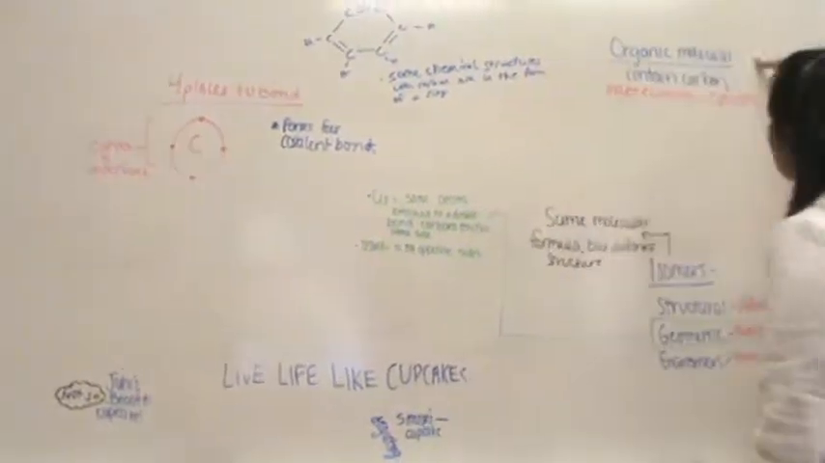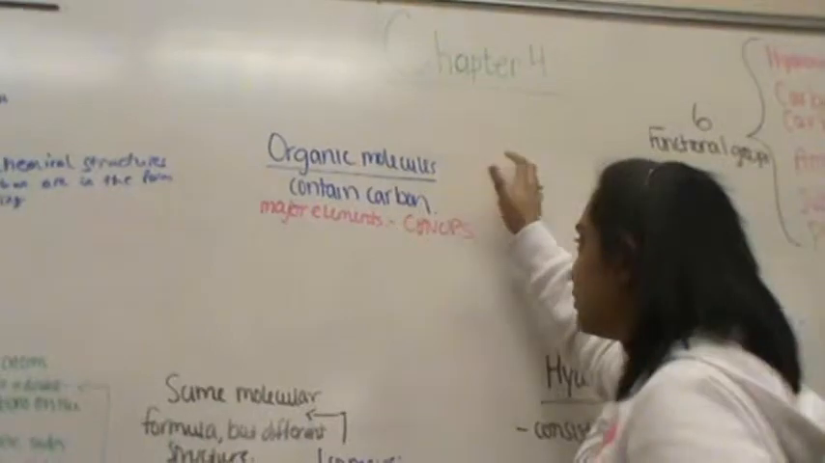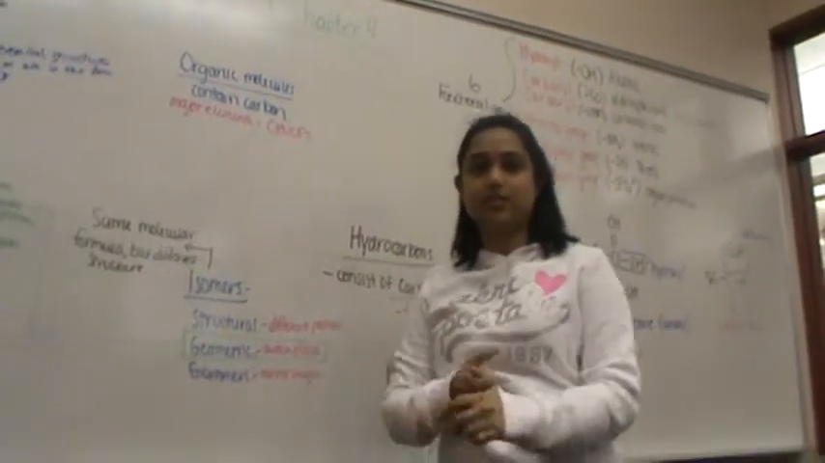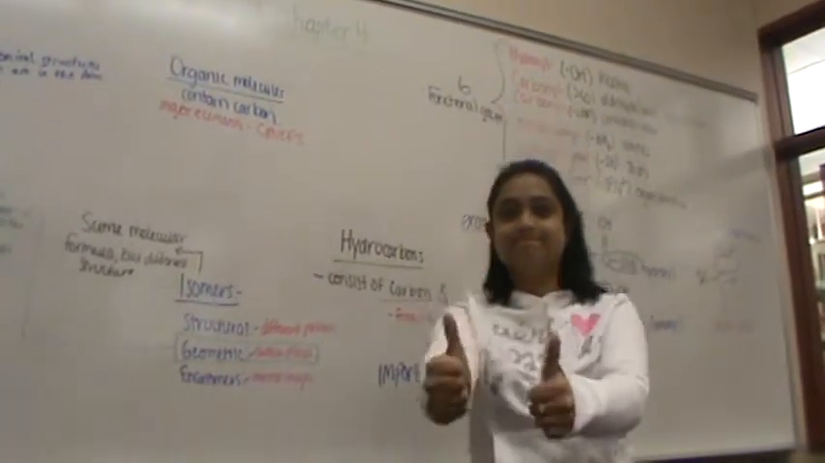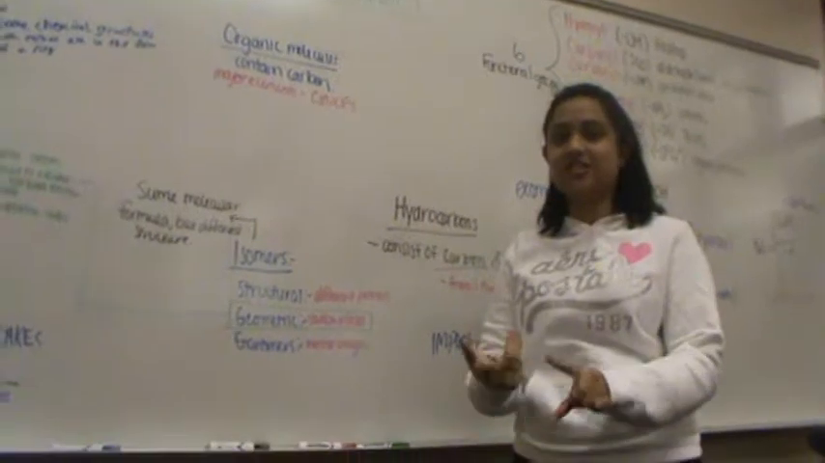Okay, anyways, organic molecules have carbon in them. And the major elements of organic molecules are CHNOPS: carbon, hydrogen, nitrogen, oxygen, phosphorus, and sulfur. CHNOPS. Carbon, hydrogen, nitrogen, oxygen, phosphorus, and sulfur.